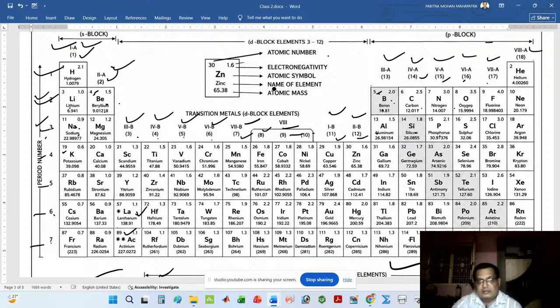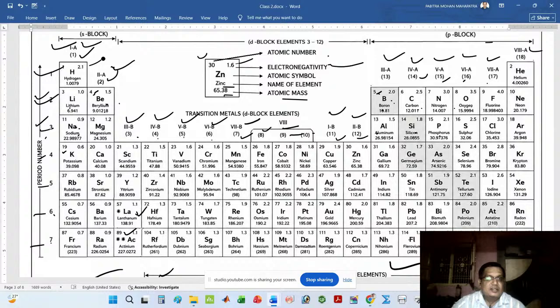Let me give some hints. Look at that. In the left corner, you will see the atomic number of each element. In the top right corner, you can see the electronegativity. This is the atomic symbol of the element. Below the symbol, you can find the name of the element. Below that, you can find the atomic mass. All the elements are written in this format, so you can easily find them. This is the atomic number, this is the electronegativity, and this is the atomic mass.